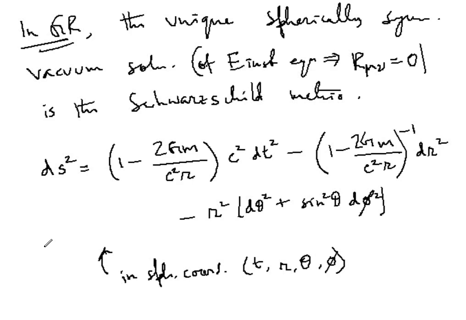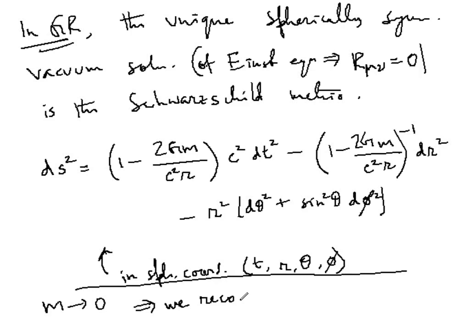The constant m here is basically interpreted as the mass of the gravitating object. Okay. Now you see what happens as this mass m tends to 0. Well, in this case we recover the Minkowski metric.